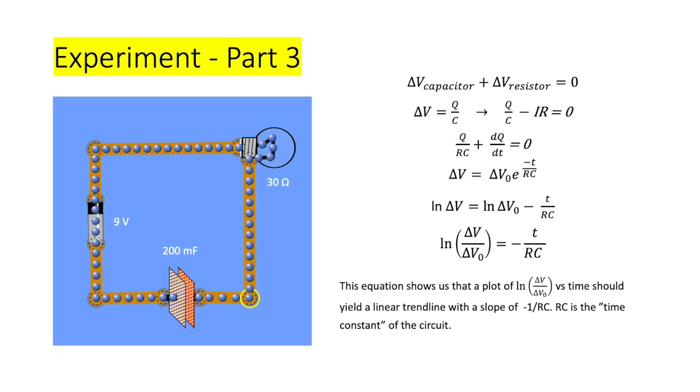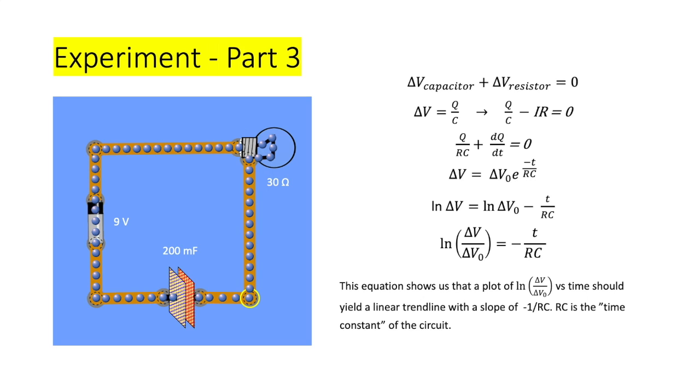For this circuit, we know that the potential difference of the capacitor and the resistor sums to 0. Using what we know about current and energy, we can rewrite the energy conservation equation to be Q over RC plus dQ over dt equals 0. Through solving the differential equation, we can get the final equation, which states that the natural log of the potential difference over the initial potential difference equals negative t over RC.